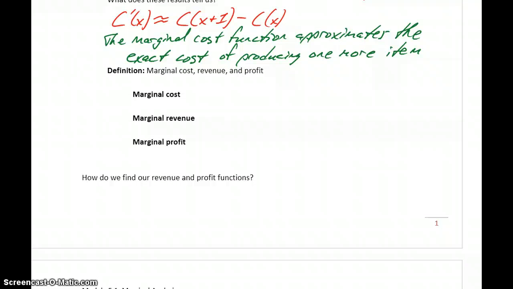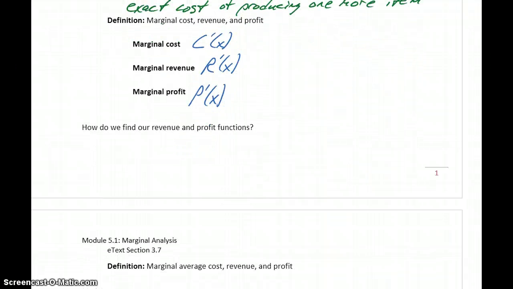So we can define each of the marginal functions. Our marginal cost function is just the derivative of our cost function. The marginal revenue function is the derivative of our revenue function, and the marginal profit function is just the derivative of our profit function. So in each of those, the interpretations will be the same. When we evaluate any of these functions for x, it's going to approximate the exact cost, revenue, or profit if we increase production by one more item.